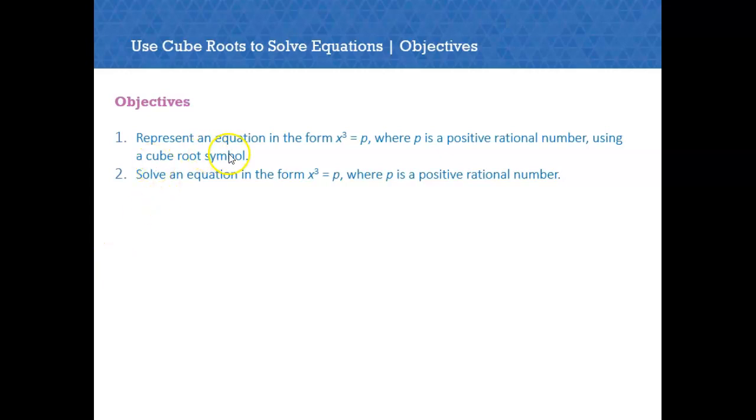Today our objectives are to represent an equation in the form x cubed equals p, where p is a positive rational number, using a cube root symbol, and we're going to solve an equation in the form x cubed equals p, where p is a positive rational number.